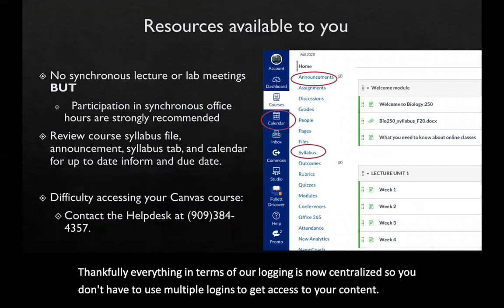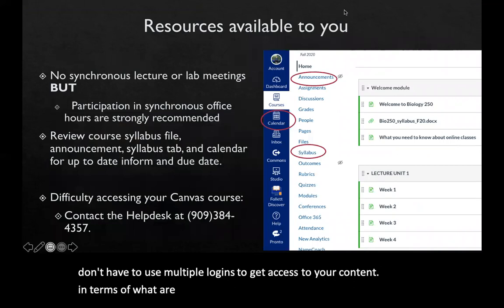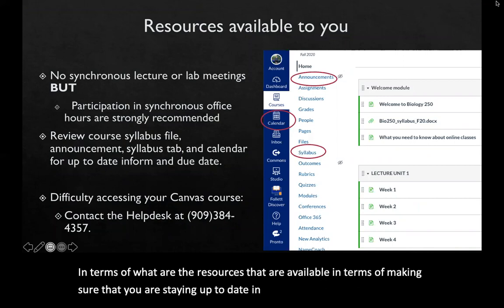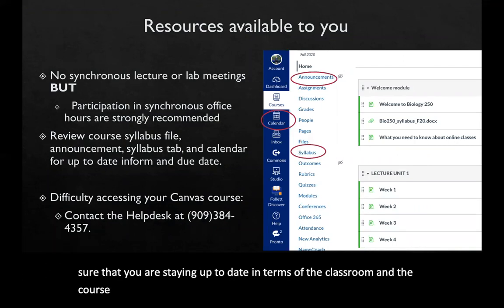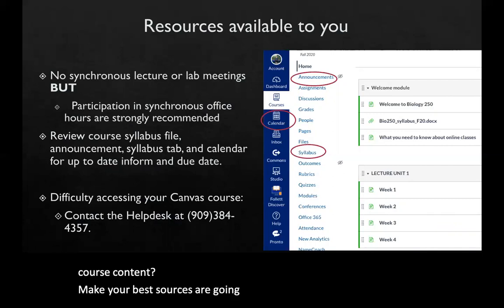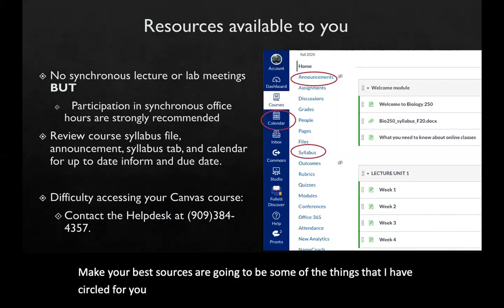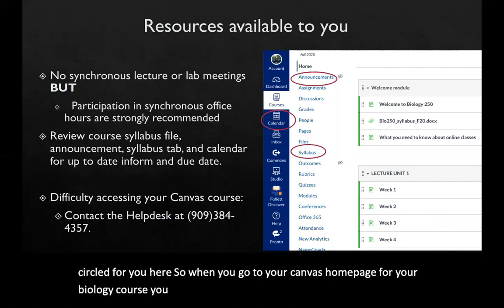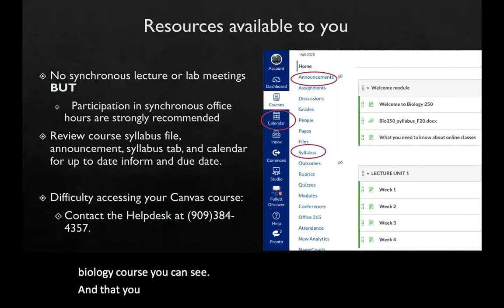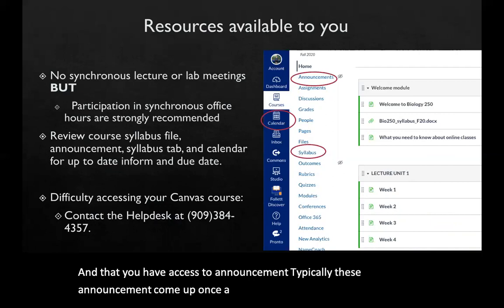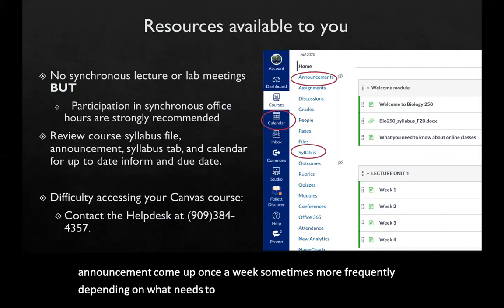In terms of the resources available for making sure that you are staying up to date with the classroom and the course content, your best sources are going to be some of the things that I have circled for you here. So when you go to your Canvas homepage for your biology course, you can see that you have access to announcements. Typically, these announcements come up once a week, sometimes more frequently, depending on what needs to be passed on to you as students.